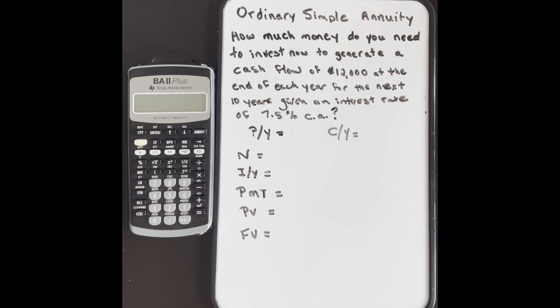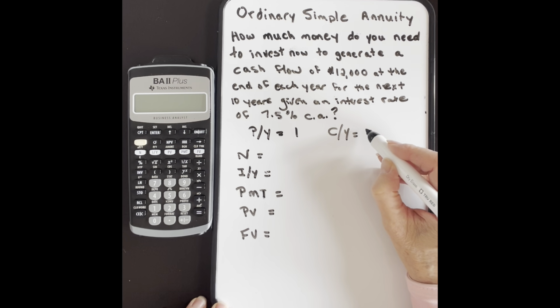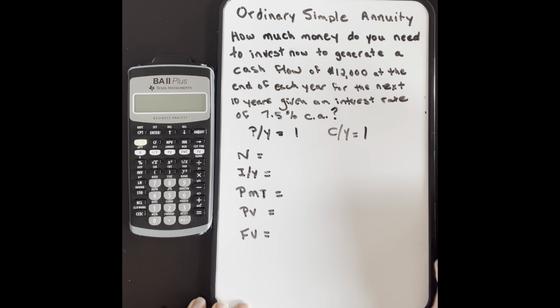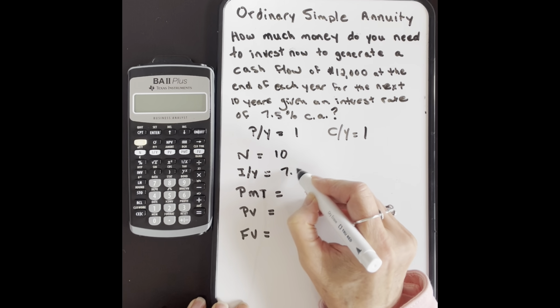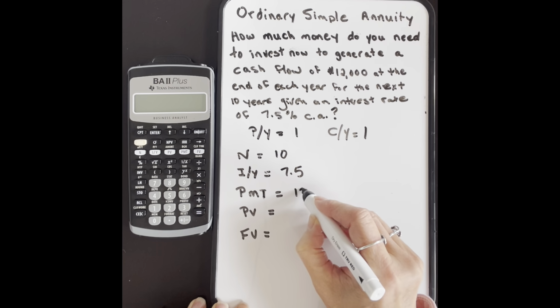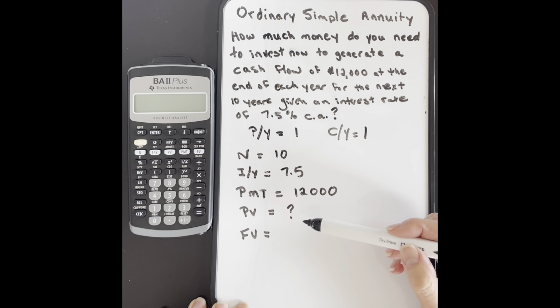Our third question says, how much money do you need to invest now to generate a cash flow of $12,000 at the end of each year for the next 10 years, given an interest rate of 7.5% compounded annually? So in this case, our payments are once a year and our compound periods are once a year. N is 10 years, one time a year for 10 years is just 10. Interest rate is 7.5. Payments are $12,000. We want to know present value. We want to know how much do we invest now to generate $12,000 per year for the next 10 years. And future value is 0.